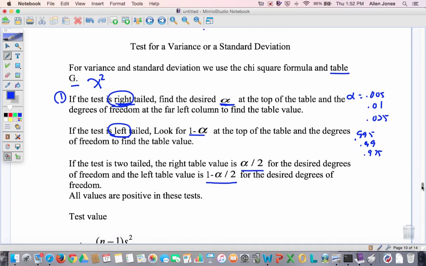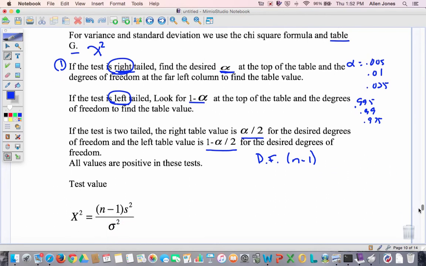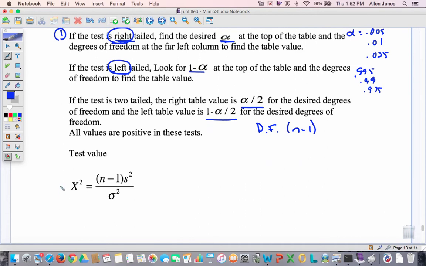Keeping in mind that those numbers are used along with our degrees of freedom. Degrees of freedom are our sample size minus 1. We'll use those alpha numbers along with our degrees of freedom to find the critical values that will go on our curve, based on a right, a left, or a two-tailed test, from the table. And then down here we have our test score formula.